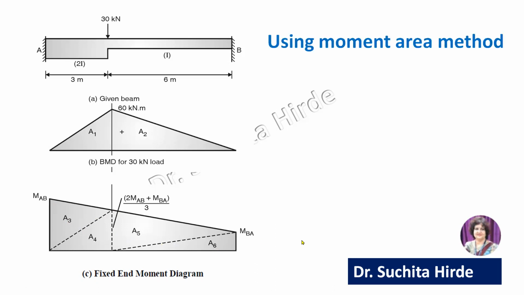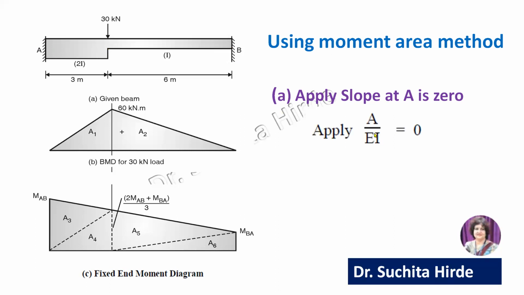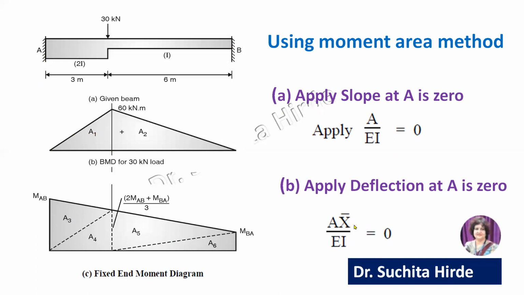Now using the moment area method, the first compatibility equation we are going to use is slope at A equal to 0. So change in slope from A to B, which is 0 here and 0 here, we get A upon EI is equal to 0. That means addition of all these areas equal to 0. The second condition is deflection at A equal to 0. Since we are calculating deflection at A, we will measure all the distances from A. So we get A X bar upon EI equal to 0. Let us apply this condition to these beams.